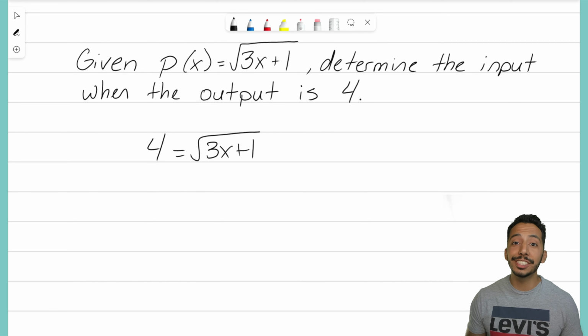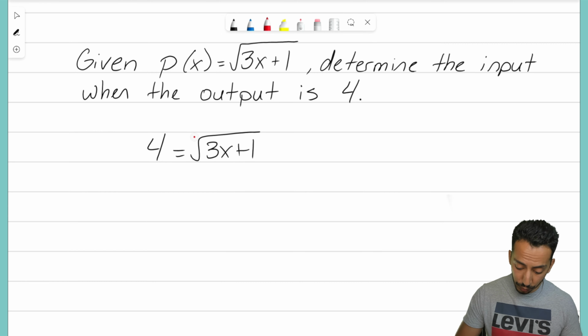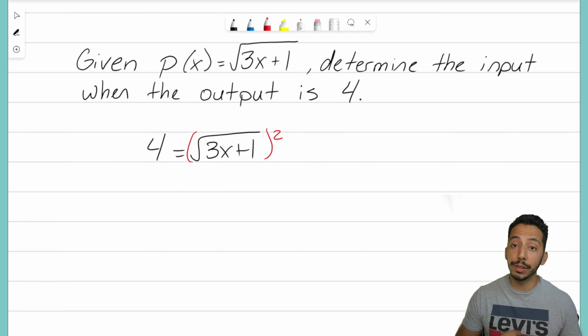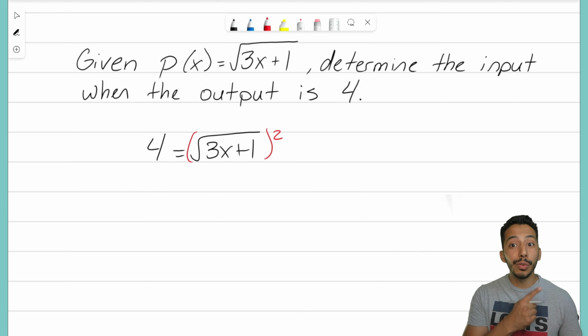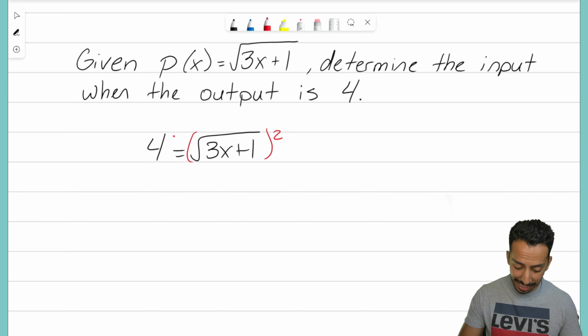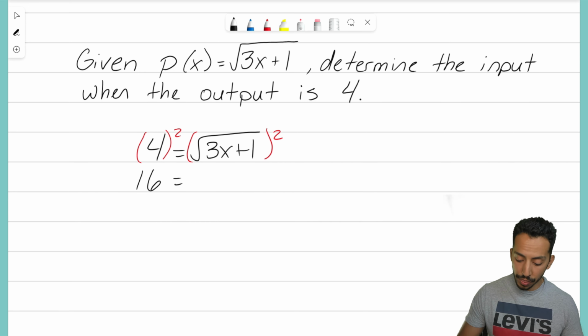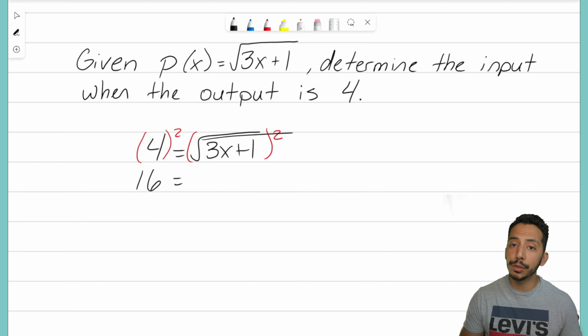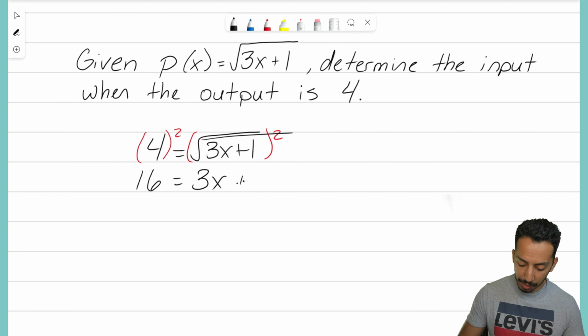So let's now go ahead and solve for this value so we can figure out what x equals. Alrighty, I need to get rid of this square root sign. To get rid of a square root sign, we should all hopefully know by now that we can square it to get rid of the radical. But if I square the right side, I also have to square the left side. So I'm going to take both sides, square them, and keep simplifying. 4 squared is going to give us 16. And now the square root and the squaring are inverses, so they cancel out, and we're just left with 3x plus 1.